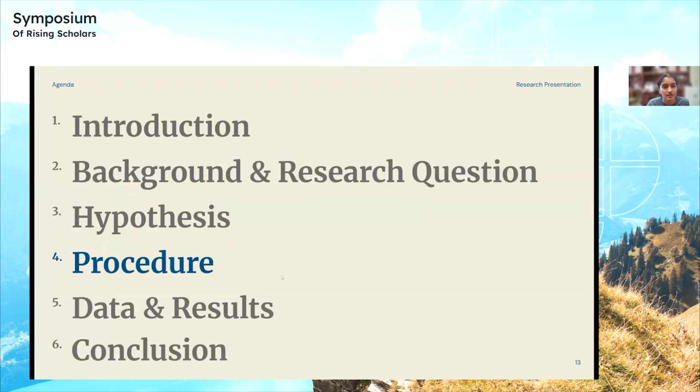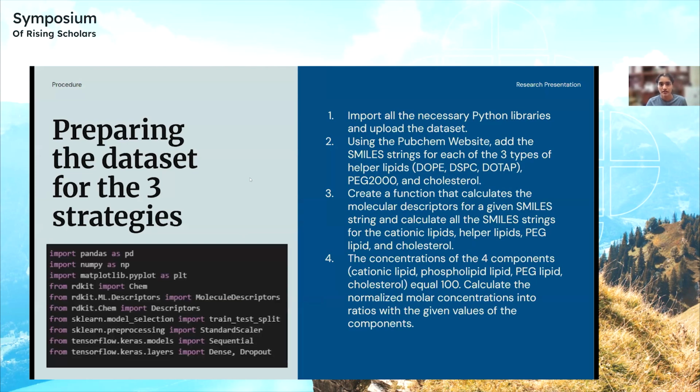Moving on to my procedure. So before creating these models, I had to prepare the data set for the 3 strategies. So first I imported all the necessary libraries and uploaded the data set, as you can see in the bottom left of the screen. And then I used the PubChem website to add the SMILES strings for each of the 3 types of helper lipids that I found. There were only 3 that I found for all the LNPs in the data set, which were DOPE, DSPC, and DOTAP.